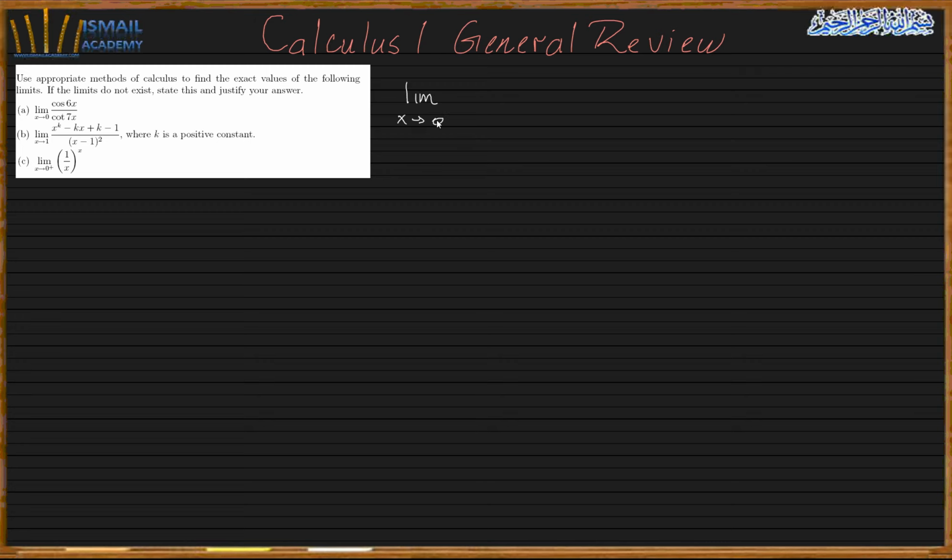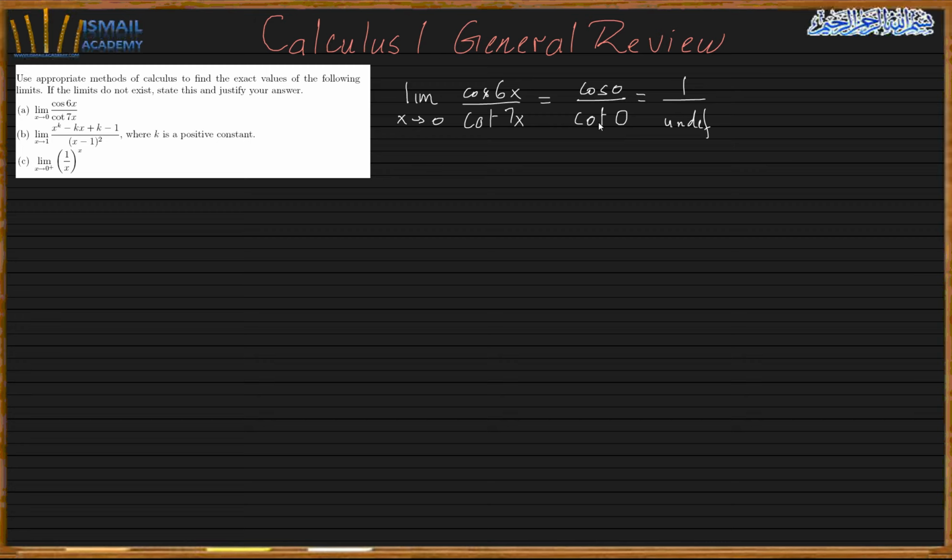We have the limit when x goes to 0 of cosine 6x over cotangent 7x. If I substitute the 0 here, I will have cosine of 0 over cotangent of 0. We know that cotangent of 0 is undefined, but cosine of 0 is 1. So what I need to do is make it defined.